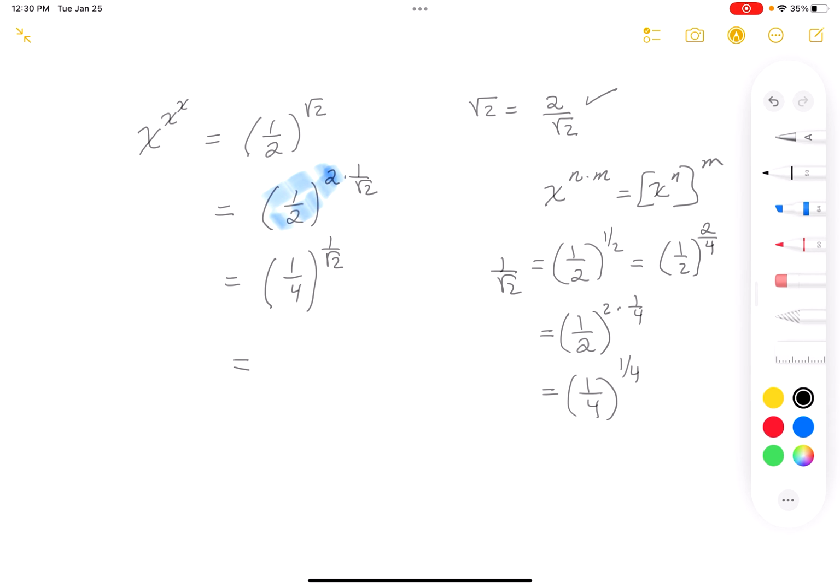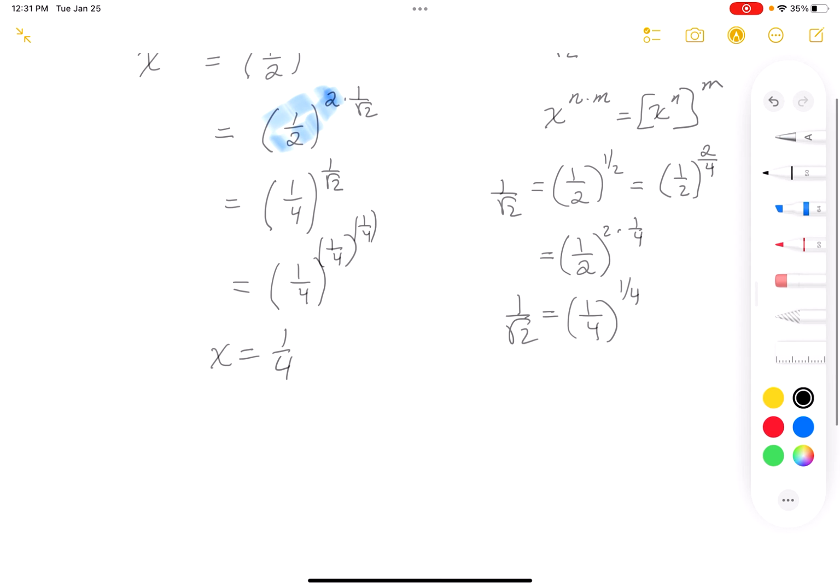So what do I get over here? Well, let's write this down. We get 1/4, and 1 over root 2 is 1/4 to the 1/4. So I found out what x is. x is 1/4. Right, I just want to briefly go through the verification of this. So 1/4 to the 1/4 to the 1/4.